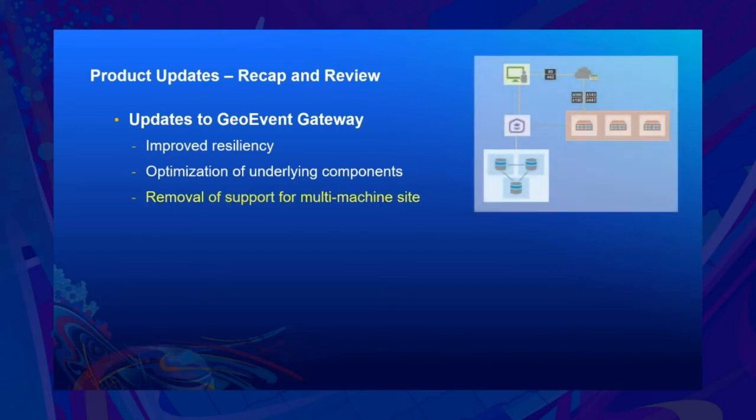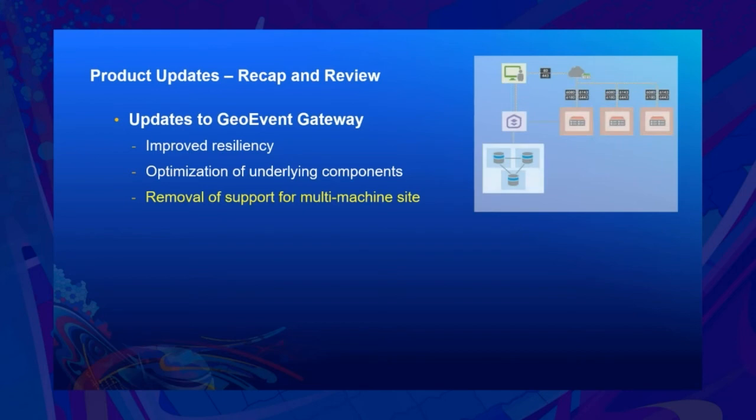One very important change in the upcoming release is the removal of support for multi-machine deployments where multiple GeoEvent Server instances coordinate through a single ArcGIS Server site. This is a deployment pattern we've encouraged customers to move away from for a little over a year now. You will still be able to deploy multiple instances of GeoEvent Server which run independently from one another. These do not share a common configuration, which GeoEvent Gateway must synchronize across a cluster of GeoEvent Server instances.